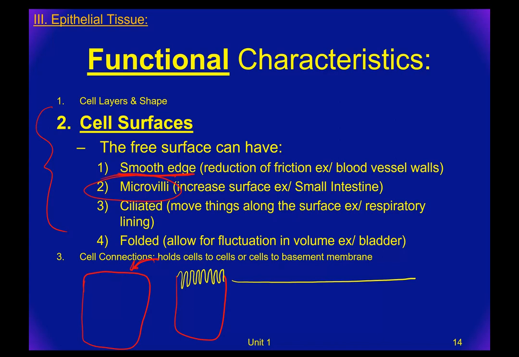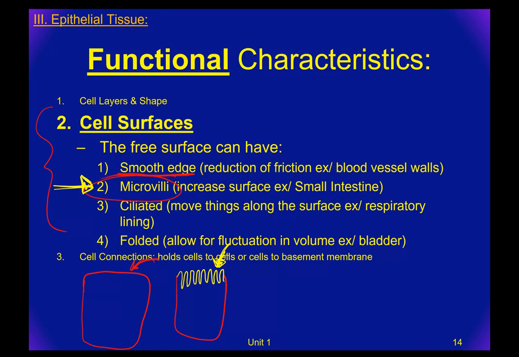So did I increase the amount of surface? Yes. Did I take up more space? No. So that gave me a lot more surface without necessarily taking up more space in my body. That type of surface is a microvilli. Okay? Microvilli increase surface area without increasing space.